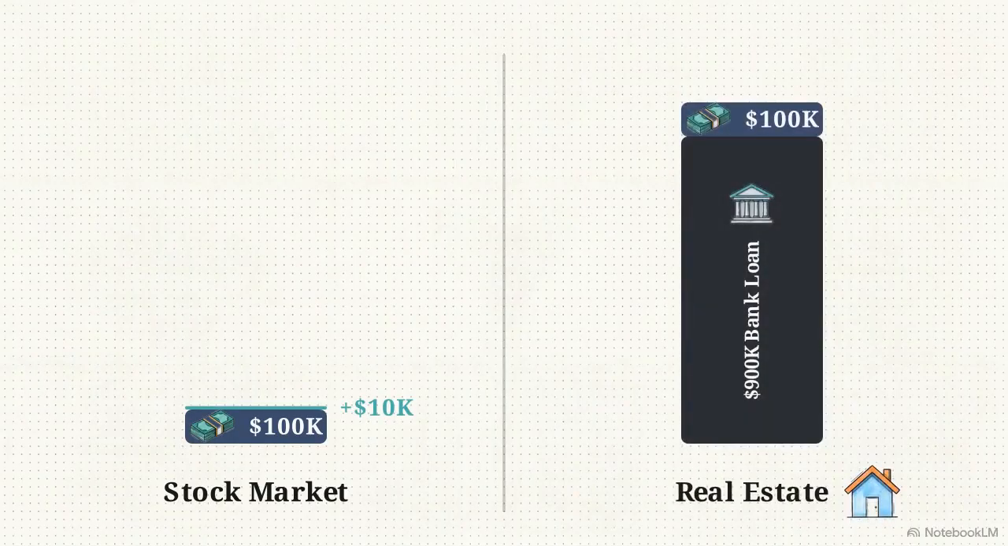This diagram compares two starting investments of $100,000. On the left, that cash goes into the stock market. A 10% increase brings your total to $110,000, a $10,000 gain. On the right, that same $100,000 acts as a 10% deposit on a $1 million property, invested.